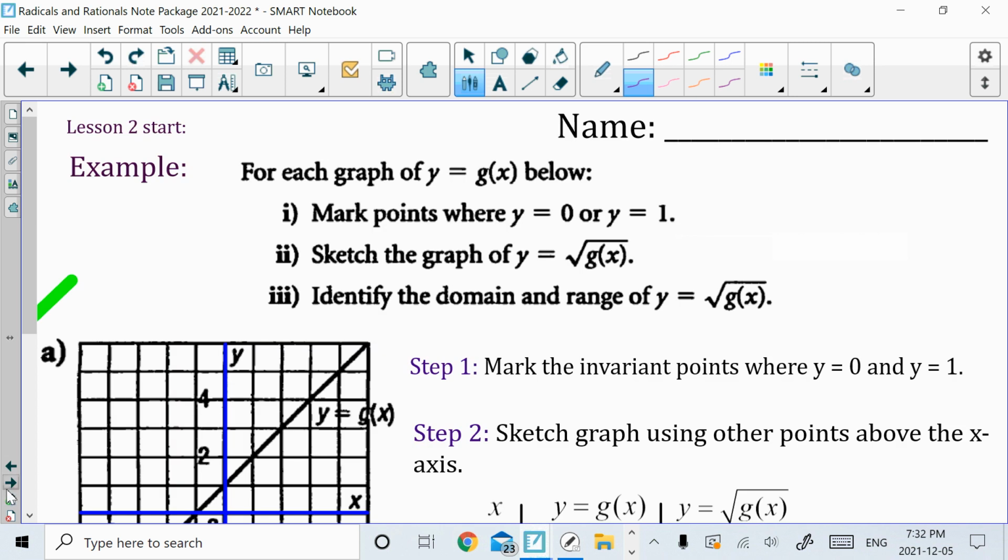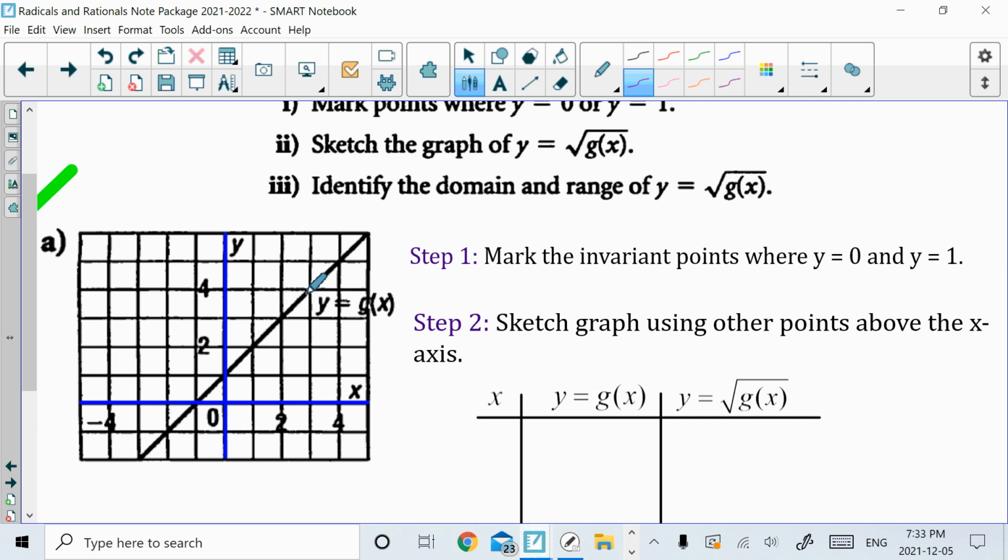So if you want to look at this first example here, we are given the graph of a linear function, and they're calling that function g of x. And we're going to sketch the graph of the radical function. So taking g of x and putting it underneath a radical sign. We can actually get the domain of the radical function by just looking at the original function. So here's how we would do this.